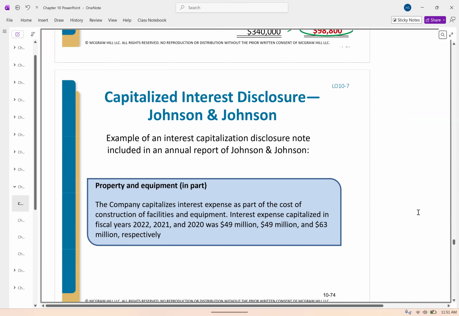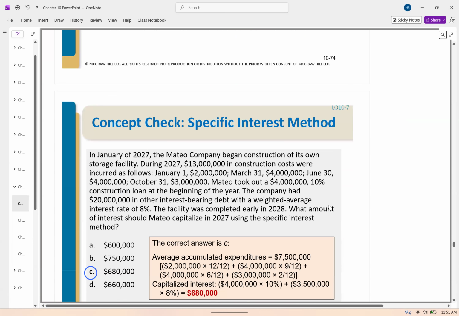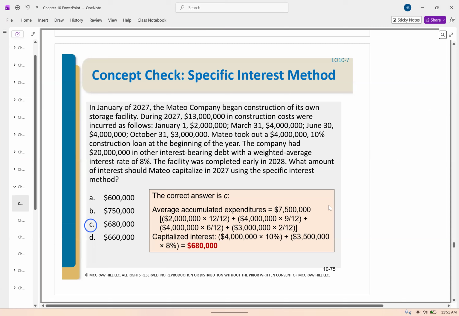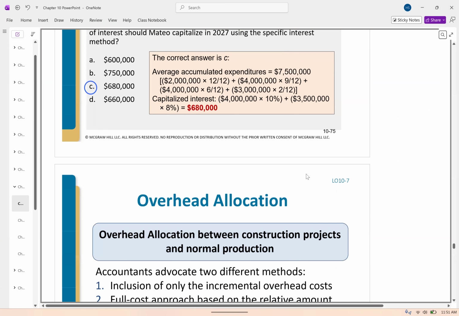Okay. So here they give you a disclosure, kind of showing you where Johnson & Johnson actually capitalized interest and how much they capitalized. Look, they capitalized a lot of interest. So that was quite a bit. I'll hover there for a quick second in case you want to pause the video and do that one, you can.